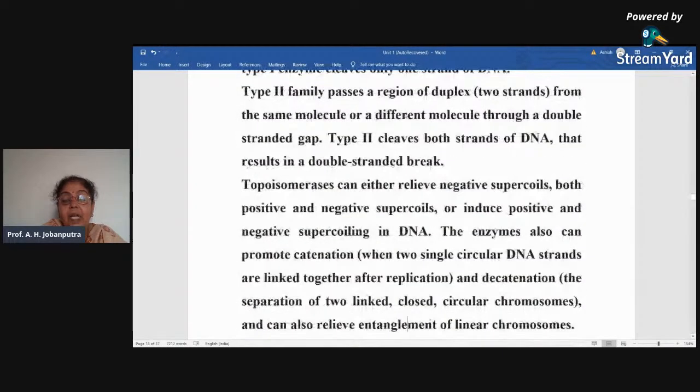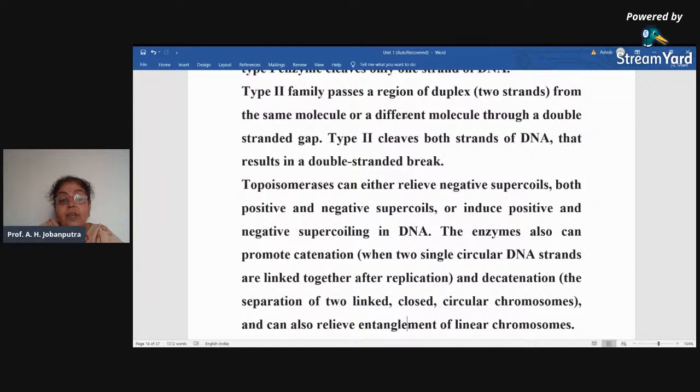Topoisomerases can either relieve negative supercoils, or both positive and negative supercoils, or induce positive and negative supercoiling of DNA. Either they remove the anticlockwise twist, or they remove both, or they can also induce both positive and negative coiling. They do not only remove coils, but these enzymes are also useful where coiling is needed. The enzymes can also promote catenation.